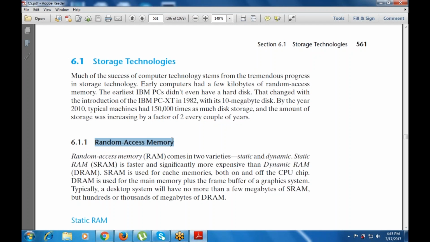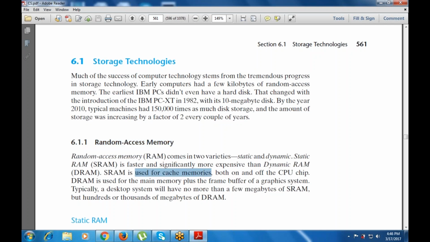Now, first is RAM, that is random access memory. This is read-write memory. We can read as well as write to the memory. There are two types of RAM: static RAM and dynamic RAM, that is, SRAM and DRAM.